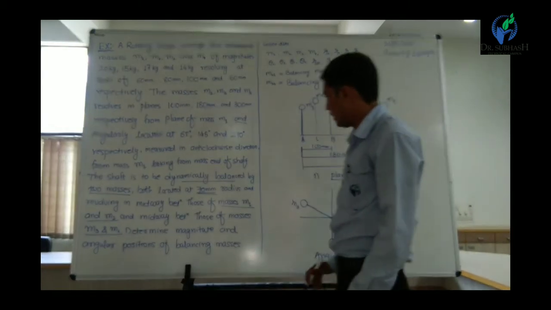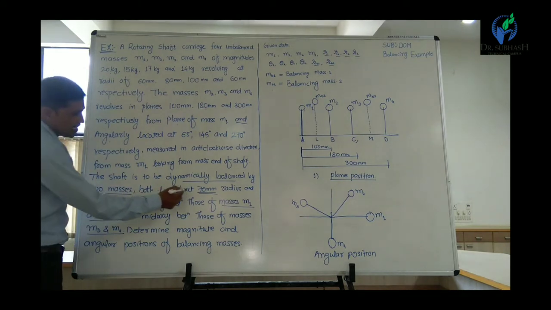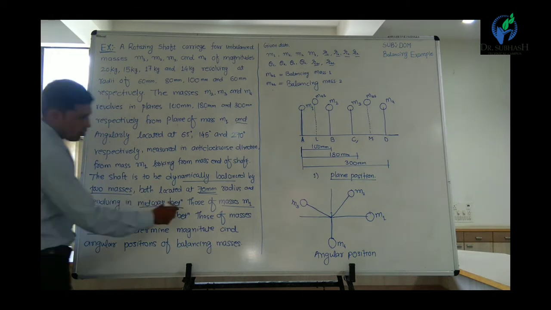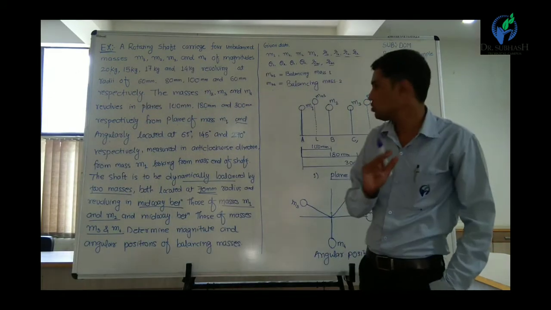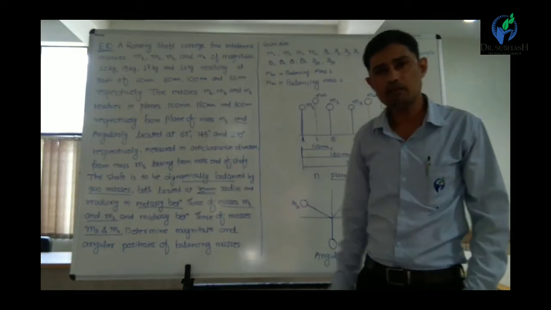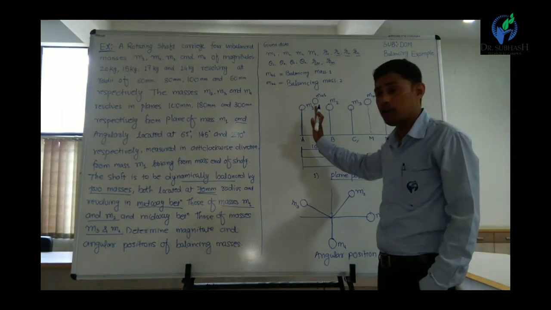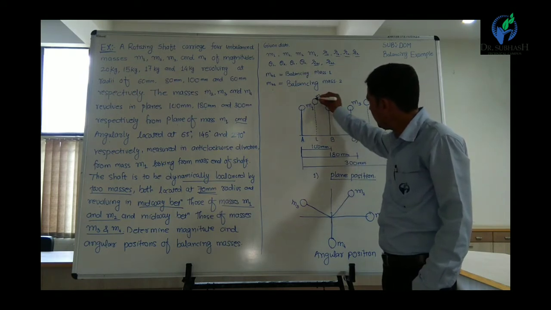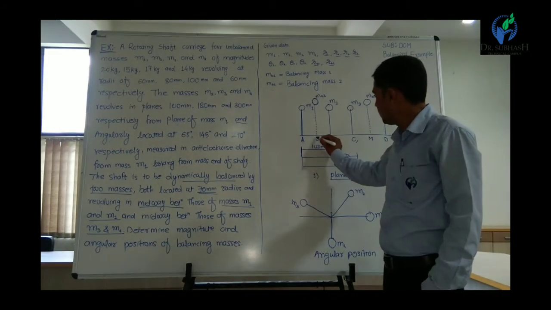Then here the shaft is to be dynamically balanced by two masses, both located at 70 mm radii and revolving midway between those of masses M1 and M2. That means we have to balance this system by using two masses. First one is MV1 and second one is MV2. We have to put the MV1 mass in a plane at midway between mass M1 and M2, so we add an MV1 mass at RV1 radius in this plane, the L plane.